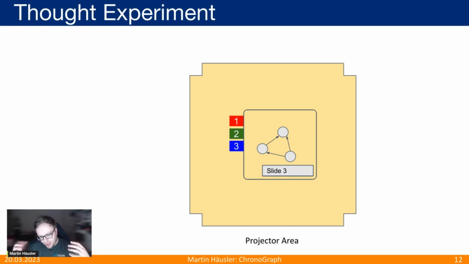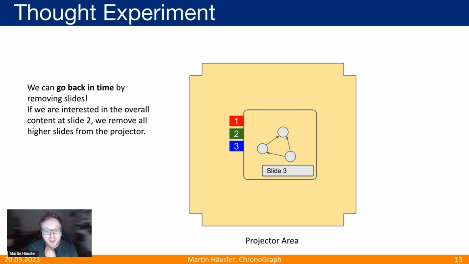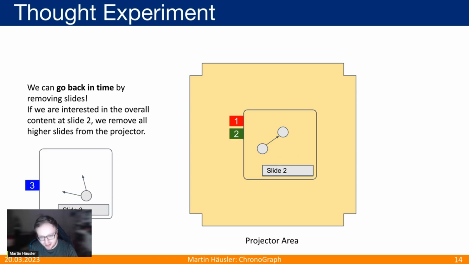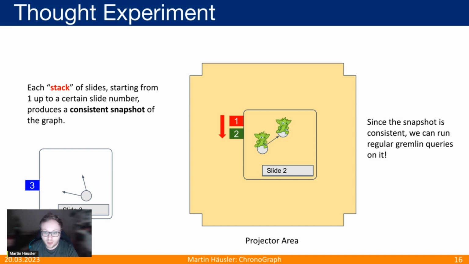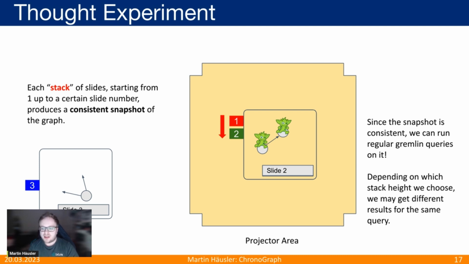So this way, we can achieve basically snapshots of the graph. And we can also do this backwards, right? So we can go back in time by simply removing slides from the top of this stack. And each stack of slides, starting from 1 and going until X, is a consistent snapshot of the entire graph, always. And since it's consistent, it's no surprise that we can actually run Gremlin on each of those slide stacks, right? Depending on which height you choose, you will get different results for your Gremlin, because depending on the height, there will be different elements present depending on what you have drawn on your transparent slides.